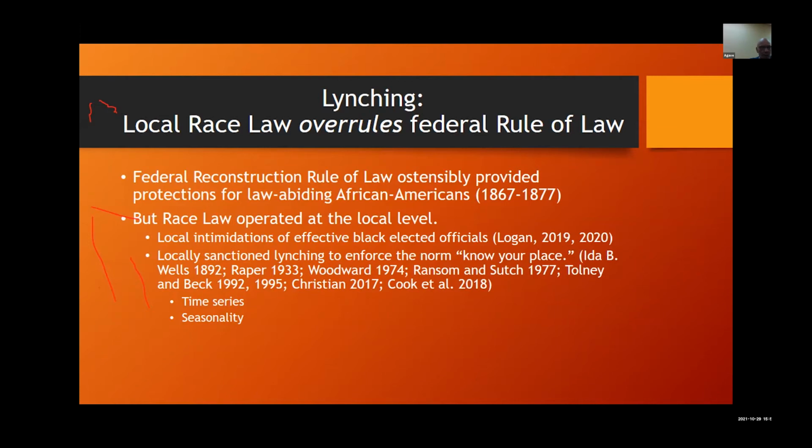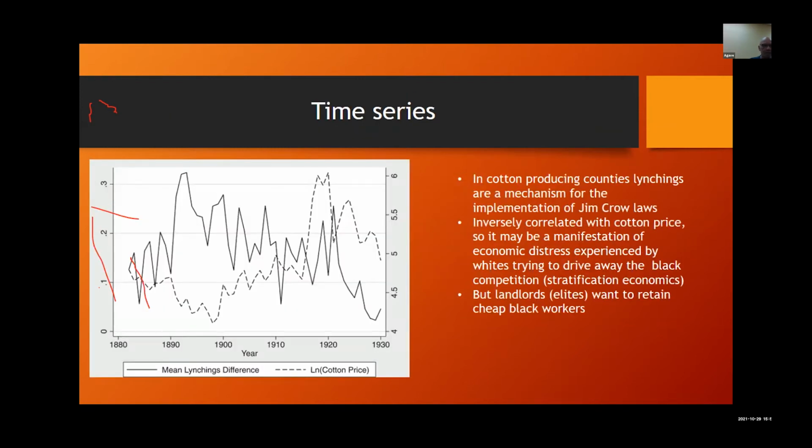going all the way back to Ida B. Wells, coming up to the 21st century. Now there's a time series and a seasonality component here. Here's a time series of lynching superimposed on a time series of cotton prices.